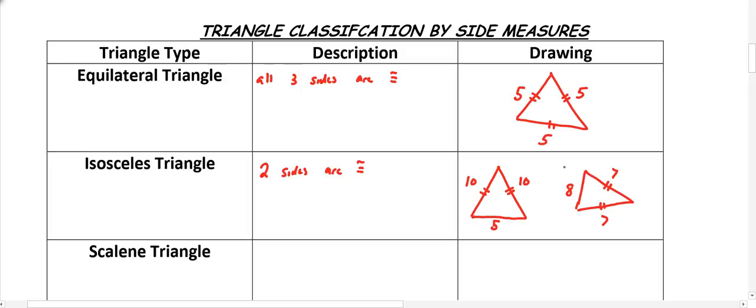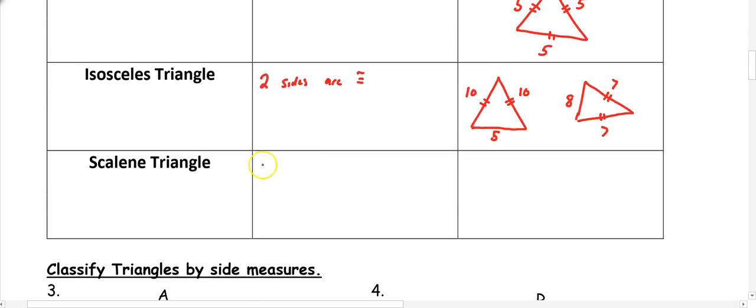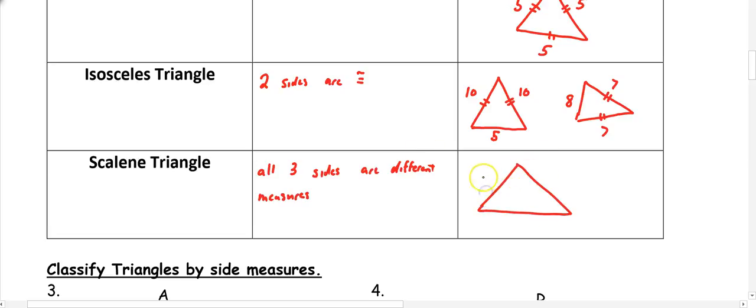Remember that base does not mean the side you're laying on, it means a side that's not the same in an isosceles triangle. And then our last type of triangle is a scalene triangle, where all three sides are different measures. So for example, I might have a triangle that's 4, 6, and 9.